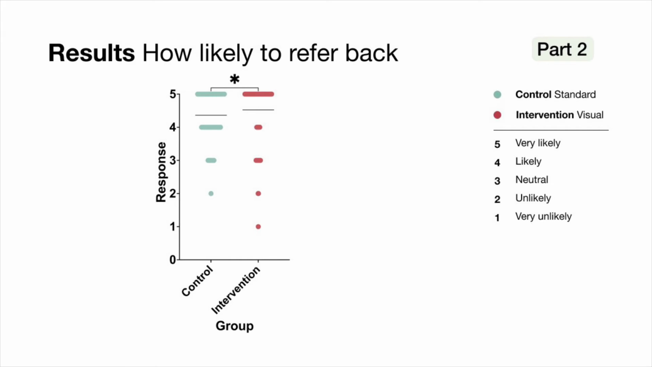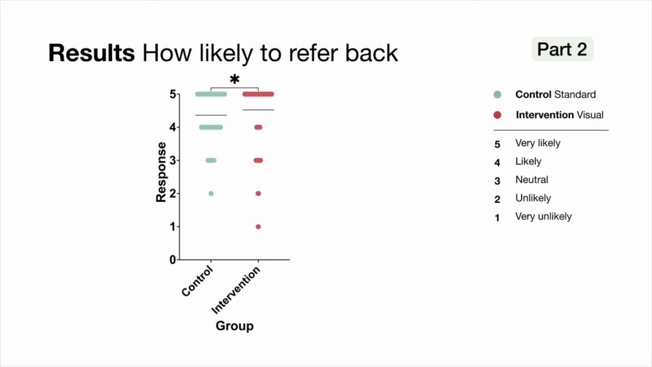So the results from part 2 is where we get into the randomized control trial. This graph represents how likely participants were to refer back to the course outlines assigned. So the control group in turquoise received the standard outlines for either 2A3 or 3PO3, and the intervention group in red received the visual course outlines for those two courses.